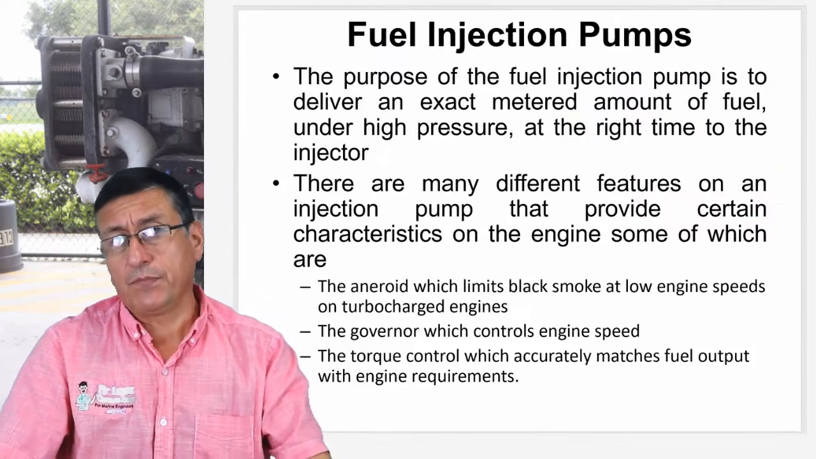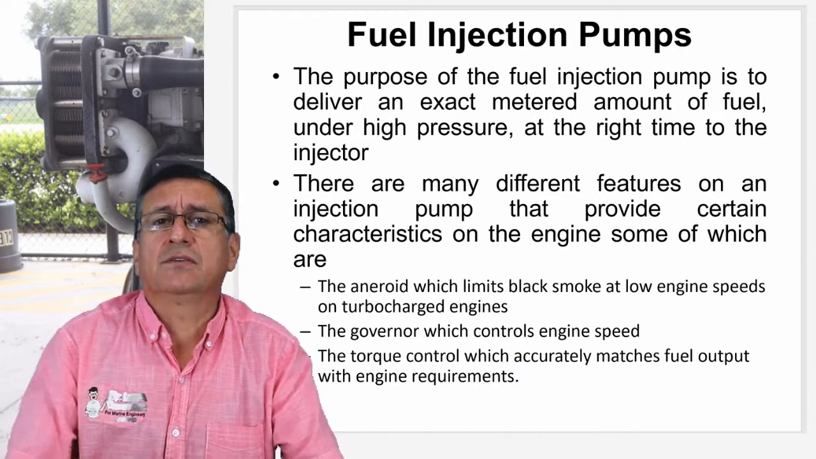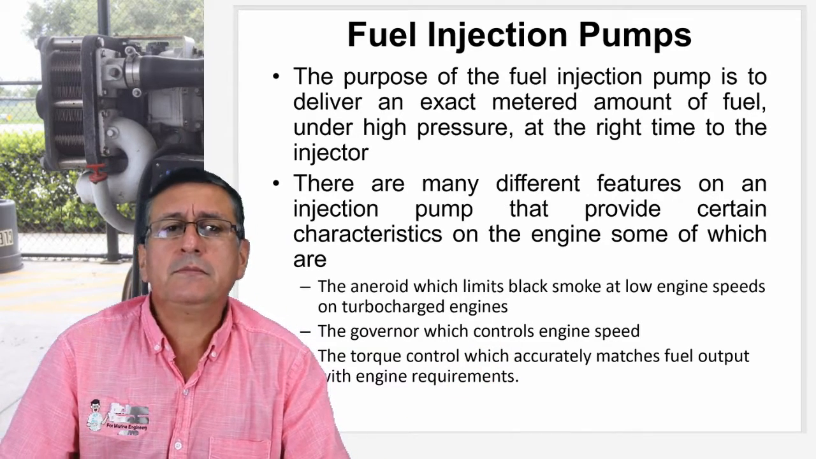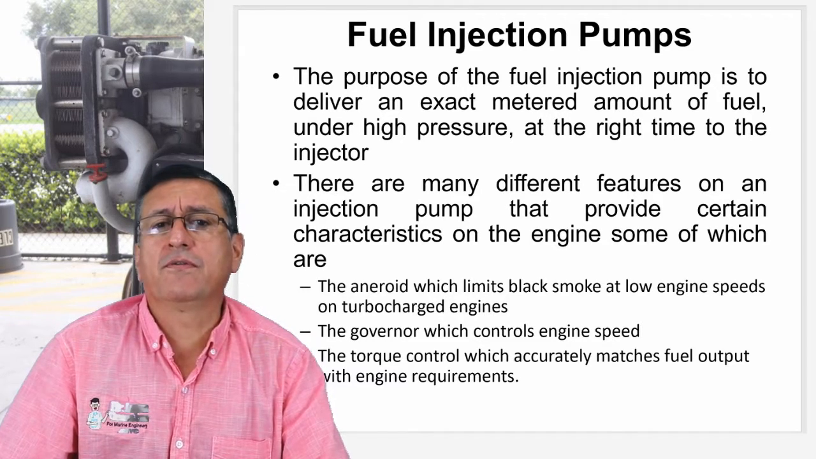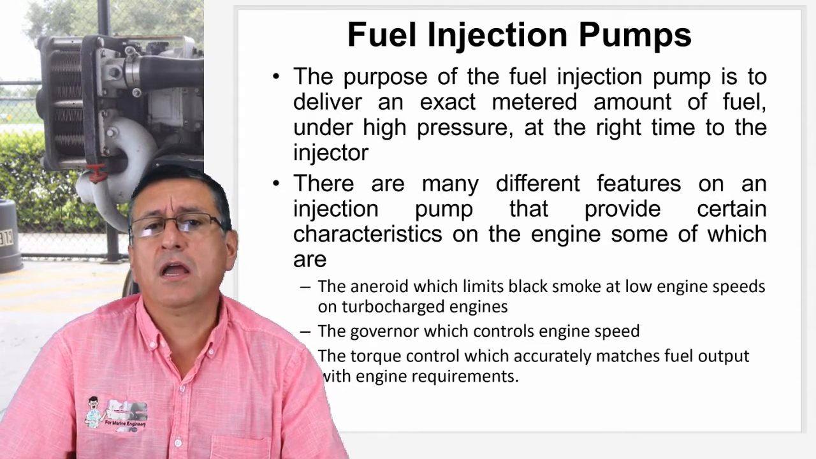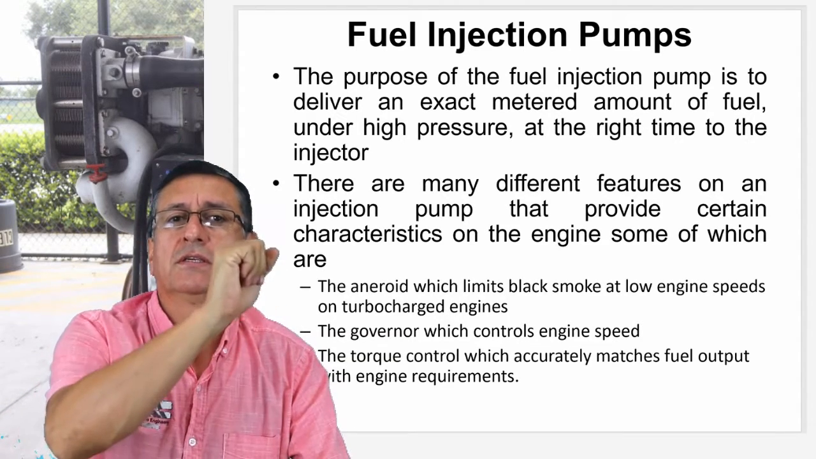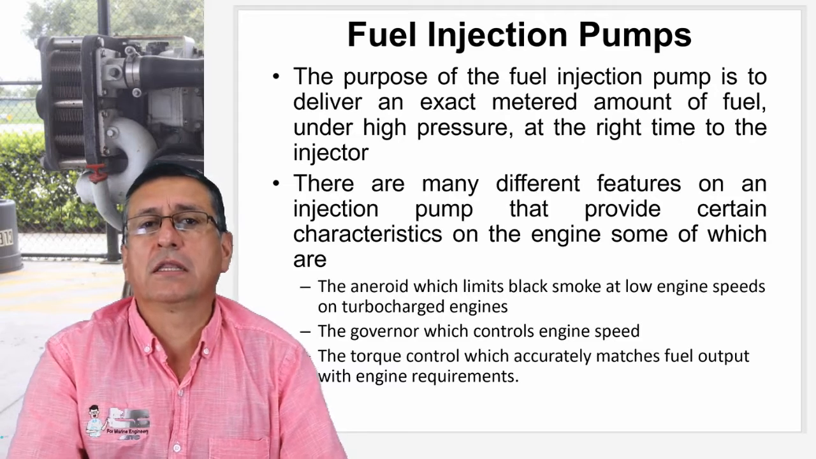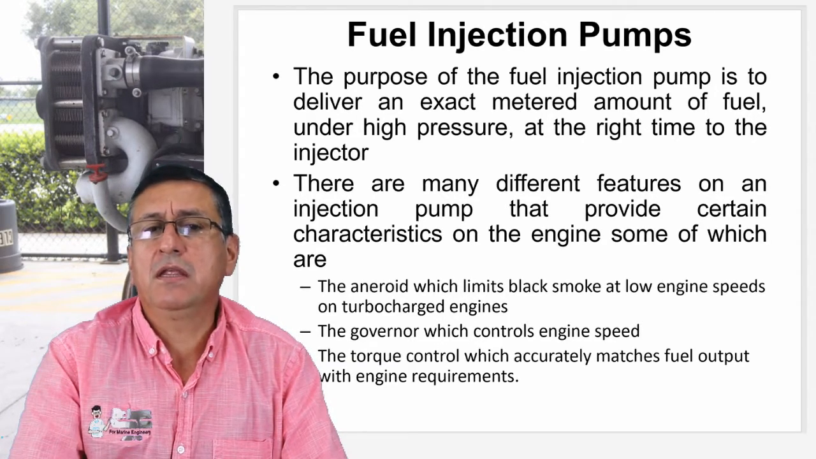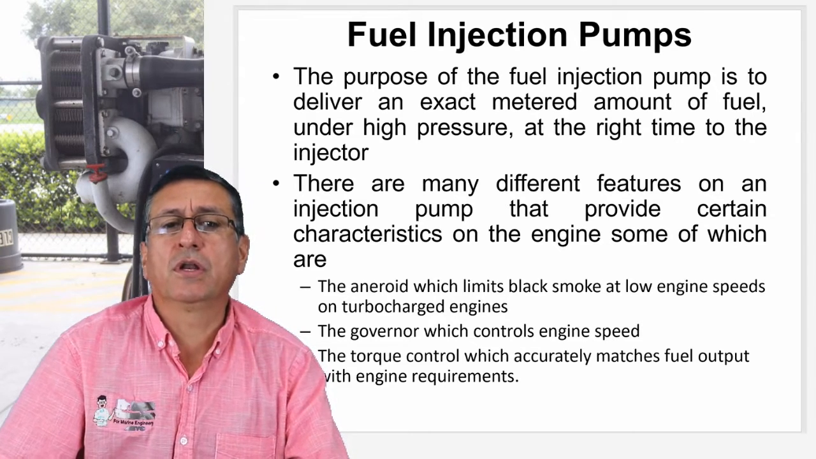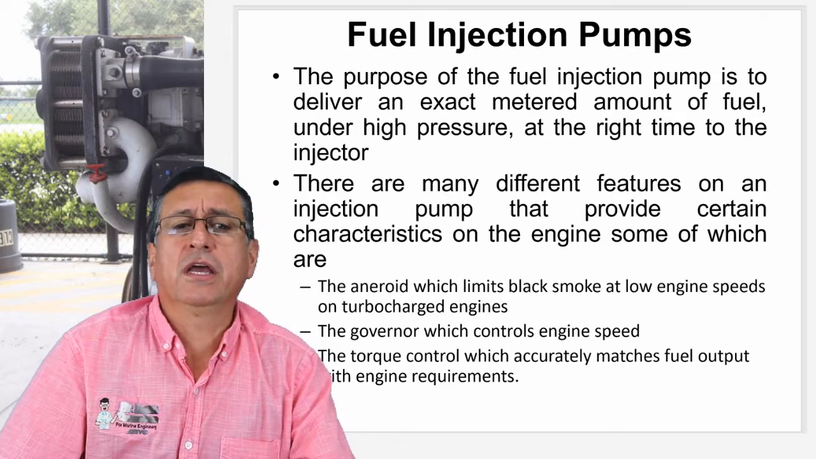Okay, we are going to start with the first slide. It is related to the characteristics of the fuel injection pump. The purpose of the fuel injection pump is to deliver the exact amount of fuel under high pressure exactly at the time when the piston is at the end of the compression stroke, at top dead center. There are many different features on an injection pump that provide the characteristics of the diesel engine.